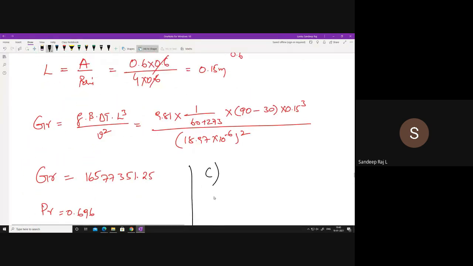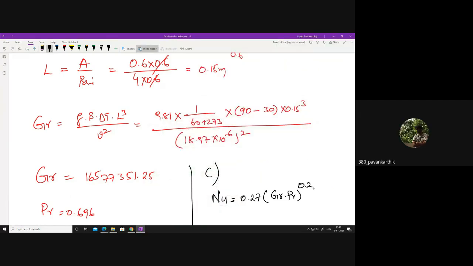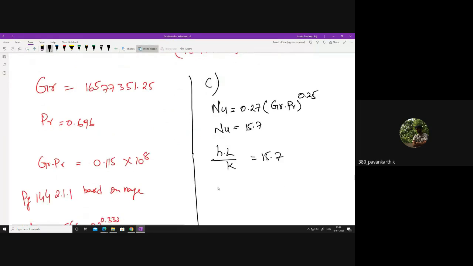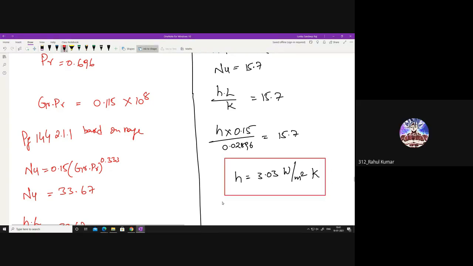Question C. The Nu is equal to 0.27 into Grashof into Prandtl power. What is given there? 0.25 is given. 15.7. The Nusselt number you're saying directly. Yes, sir. Am I right? Yeah, 15.7 is your Nusselt number. Good. And what is the other thing you need here? hL by k is equal to 15.7. h value is unknown here. The L value is 0.15, k is 0.02896, equal to 15.7. h is equal to 3.03 watt per meter square Kelvin.